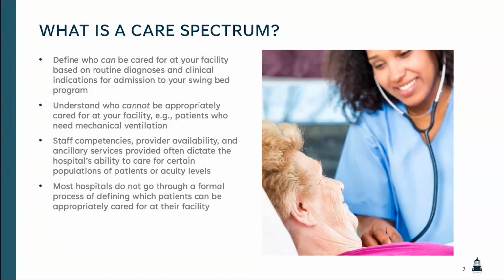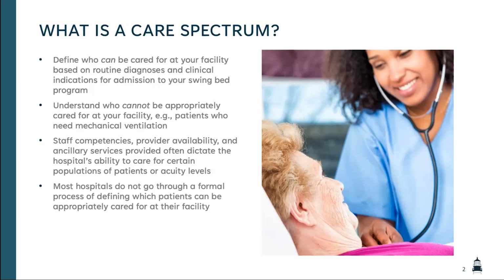A care spectrum is defining who can be cared for at your facility based on certain diagnoses or clinical indicators, and that they're the most appropriate patients for your swing bed program. Then on the reverse, it's also understanding who cannot be appropriately cared for at our facility. Those are the patients that we do not accept into our swing bed program. Maybe we have a patient that is a fresh trach or needs mechanical ventilation, and we do not provide that. So we're going to try to define that. We're going to develop almost like an admission framework or a clinical framework for our swing bed program.